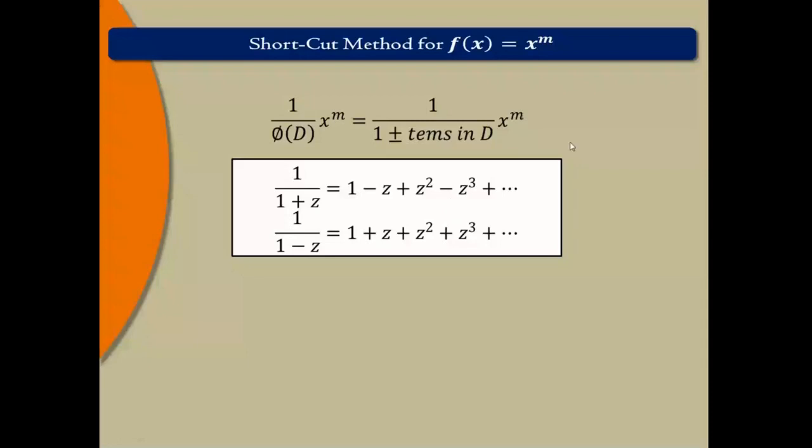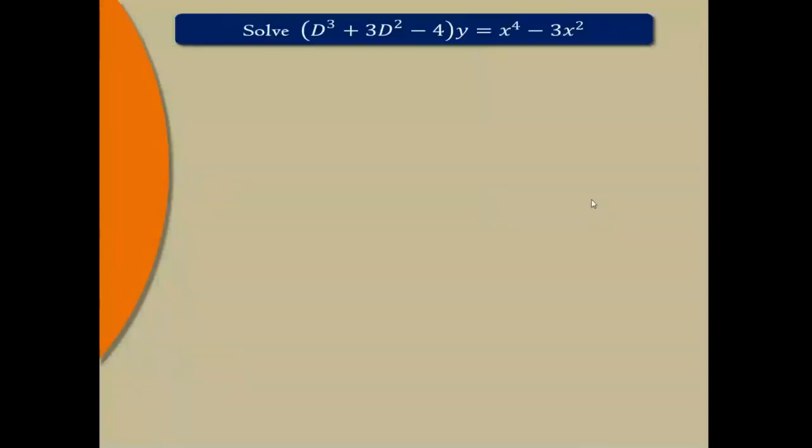So we'll see how to apply this to solve the problem. Consider the first problem. D cube plus 3d square minus 4, y is equal to x raised to 4 minus 3x square. Okay, now again the solution will be of the type yc plus yp.